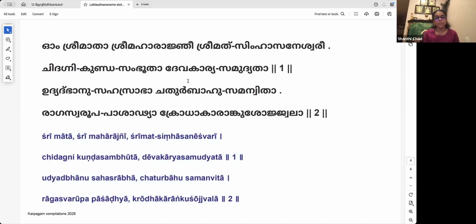And Udyat Bhanu Sahasrabha. That is the second shloka. She has a brilliance of, one sun itself is so bright, so she has a brightness of 1,000 suns, 1,000 rising suns. That's why it is Udyat Bhanu.